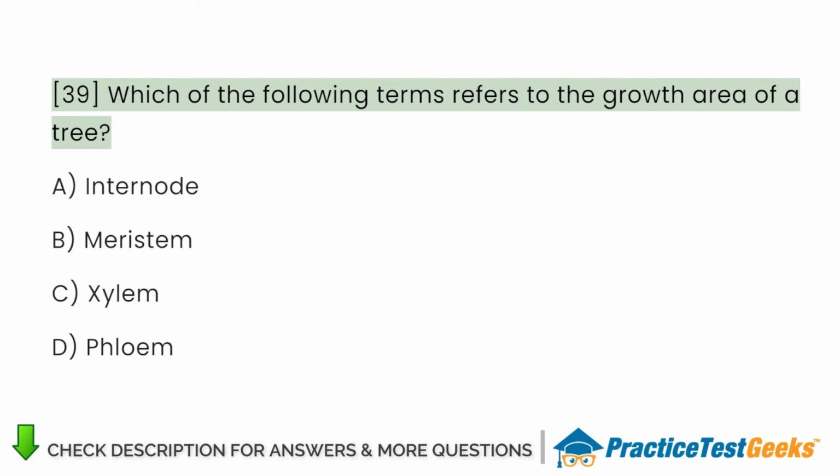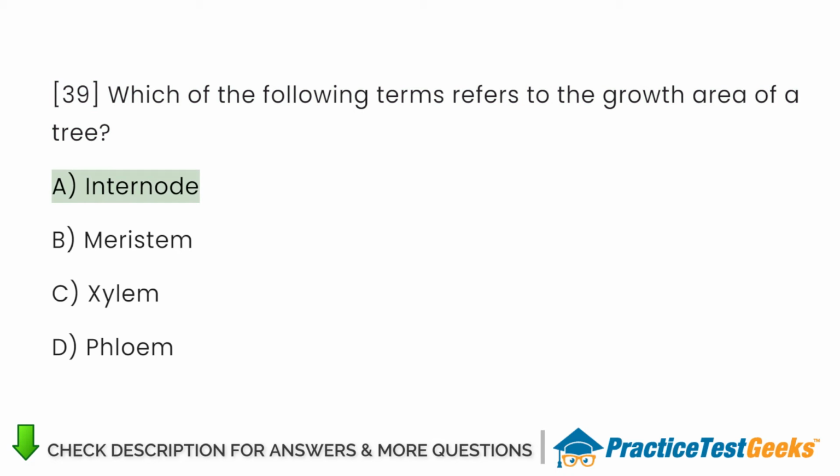Which of the following terms refers to the growth area of a tree? A. Internode. B. Meristem. C. Xylem. D. Phloem.